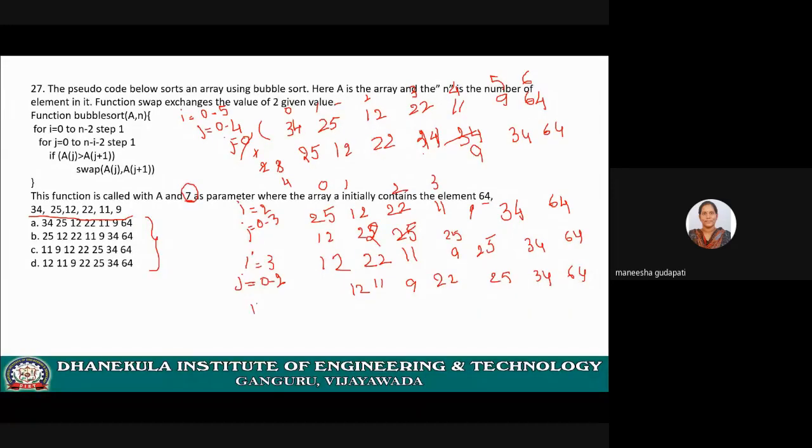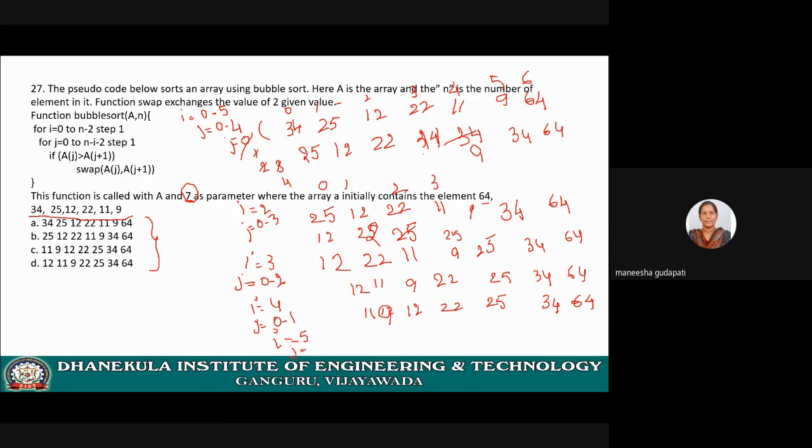In the next iteration, i becomes 4. And what will the j value be? j value becomes 0 to 1. So in the first iteration, j equal to 0, 12 greater than 11. So 11, 12. Again in the next iteration, j equal to 1, 12 greater than 9. So 9 comes here, 12 goes to the next position: 11, 9, 12, 22, 25, 34 and 64.